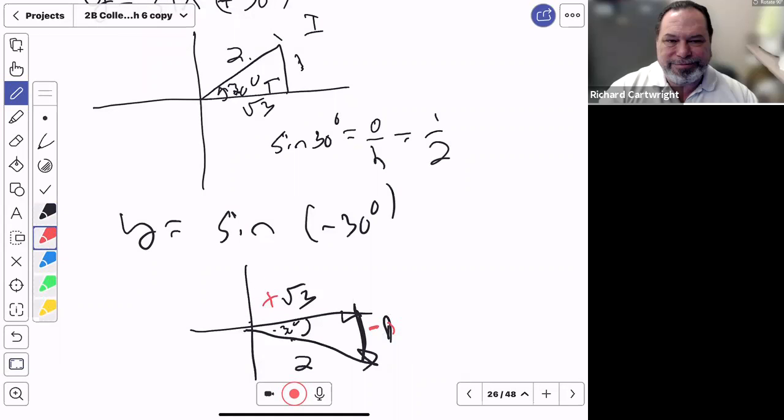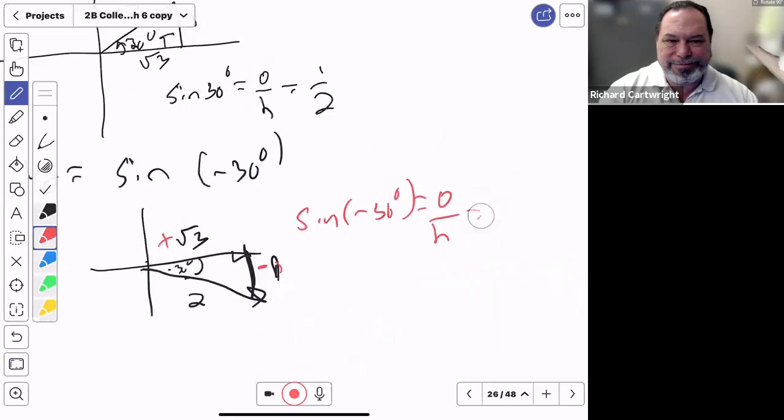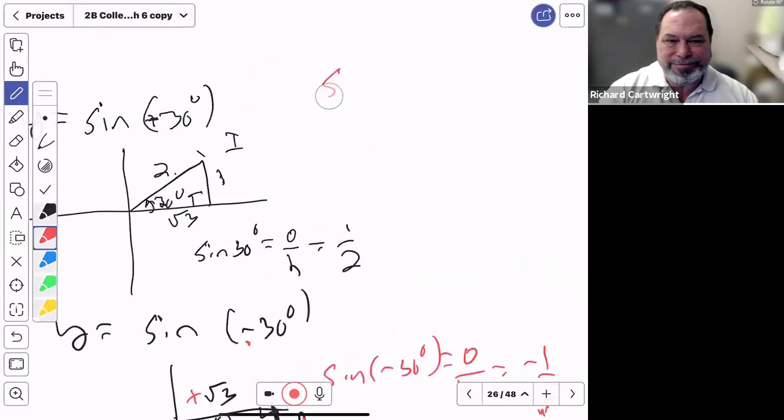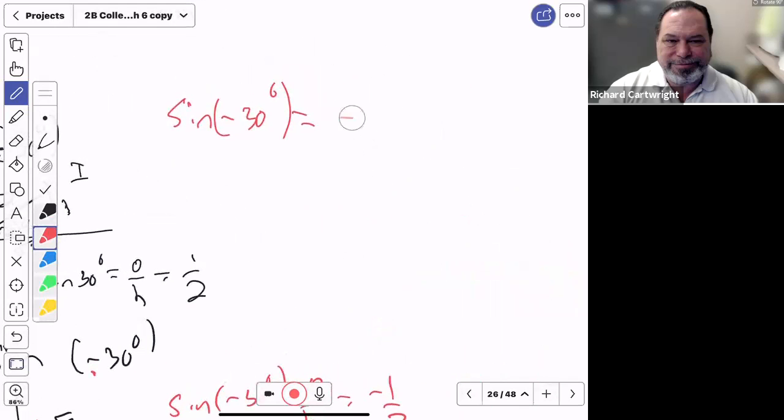Hypotenuse never changes. So sine of a negative 30 degrees is still opposite over the radius or the hypotenuse. In this case, it's a negative 1 over 2. So the only difference when you put a negative there is that the answer becomes negative. So you have permission to say sine of a negative 30 degrees is identical to the negative of the sine of 30 degrees. Because it's the same answer, except the answer is negative. This makes that problem so much easier.